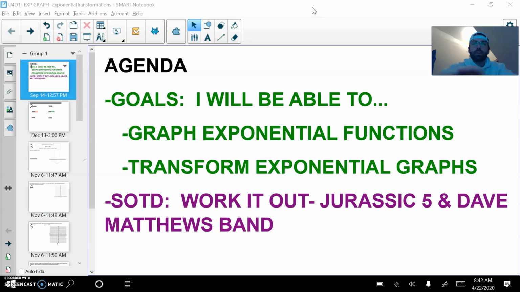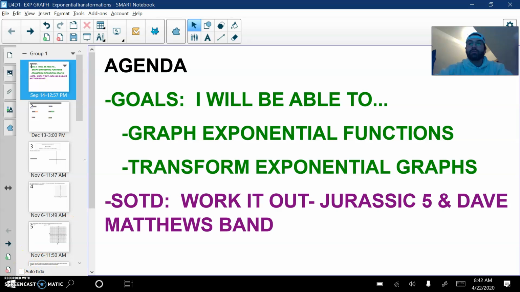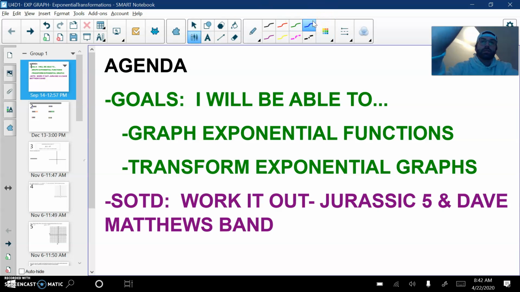Woo! Classic song here, ladies and gentlemen. A little Jurassic 5 and Dave Matthews Band. Can't beat it. Jurassic 5, classic band. Alright, if you've never heard of them or listened to them, make sure you get out there and do that. Dave Matthews Band, also, obviously a classic. Get out and listen to them too.